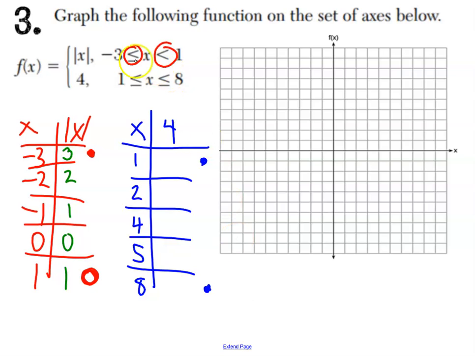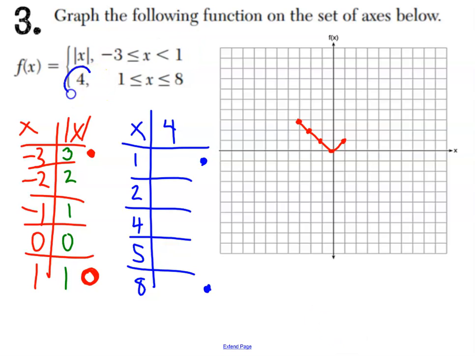Now you don't have to take those notes, but me writing them down hopefully will help you to understand how to graph. So my first absolute value graph, -3, 1, 2, 3, -2, 2, 1, 1, 0, and then 1, 1. So I have this part. Again, no arrows because I am restricted to this interval only.